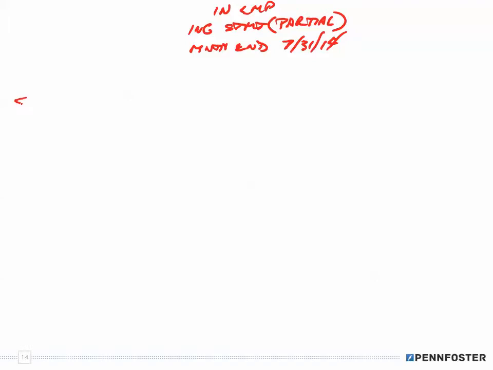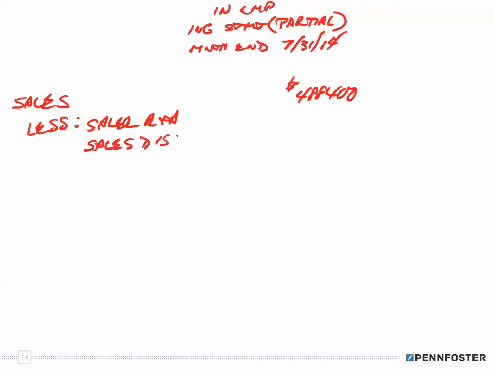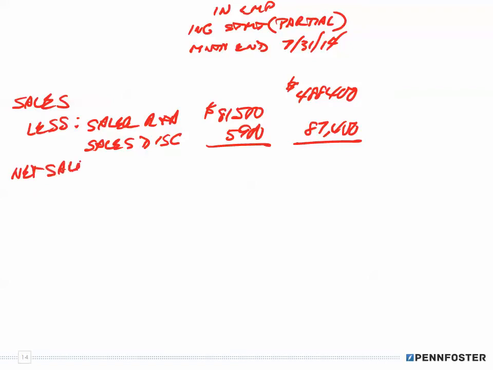So for our income statement, we have our sales, which was 488,400, and then of course we have less sales returns and allowances and sales discounts, and those are 81,500 and 5,900. Notice that we're adding those two together, okay, to give us the 87,400 in order to be able to give us our net sales, which is the $401,000 that we had calculated from the previous calculation.